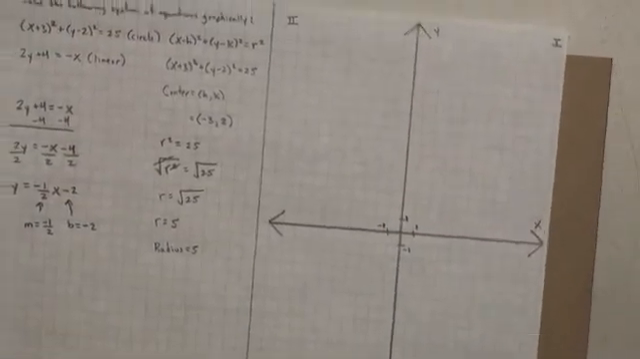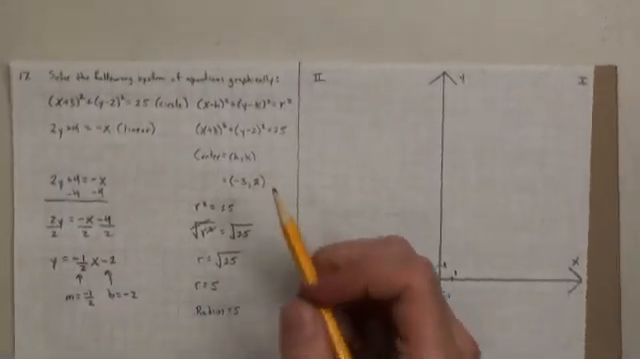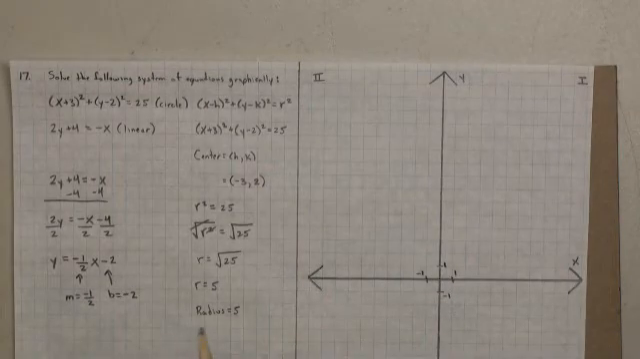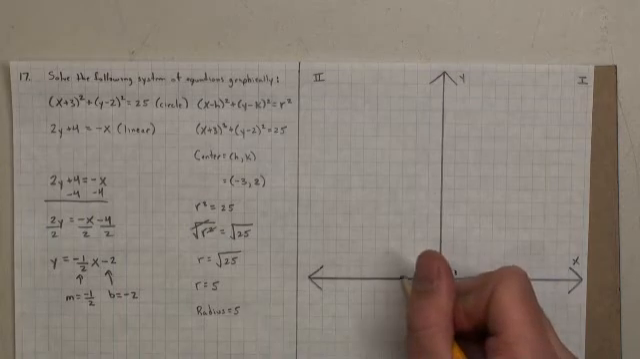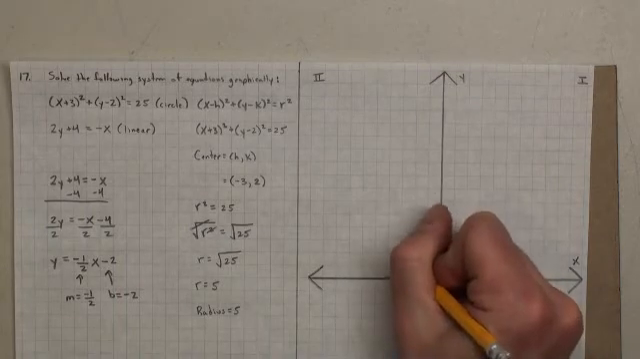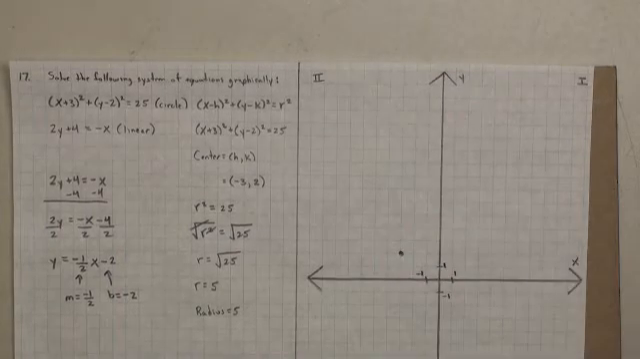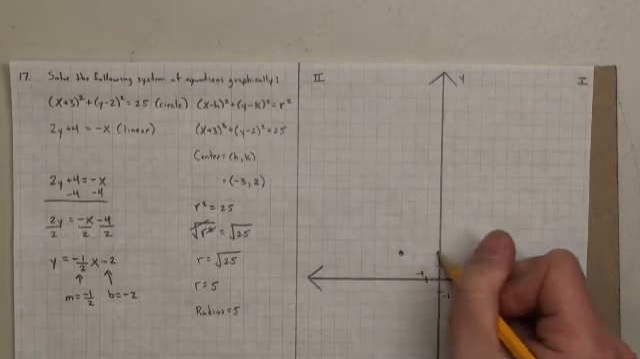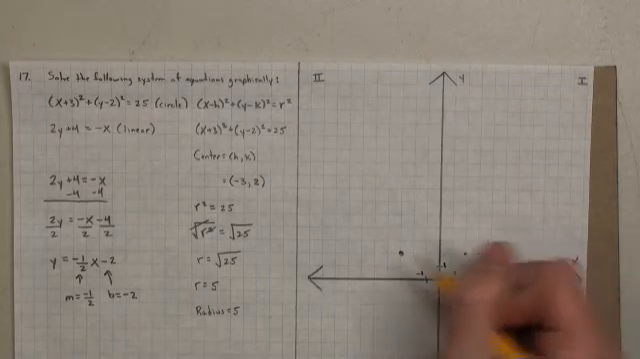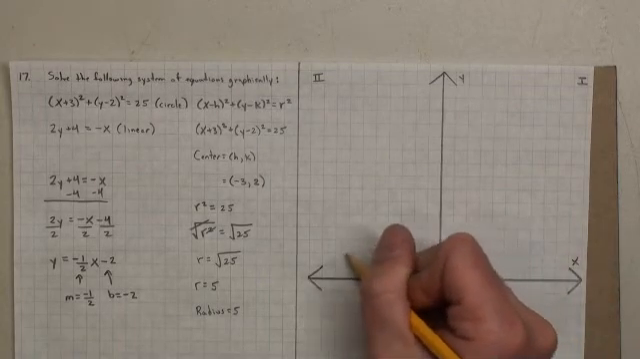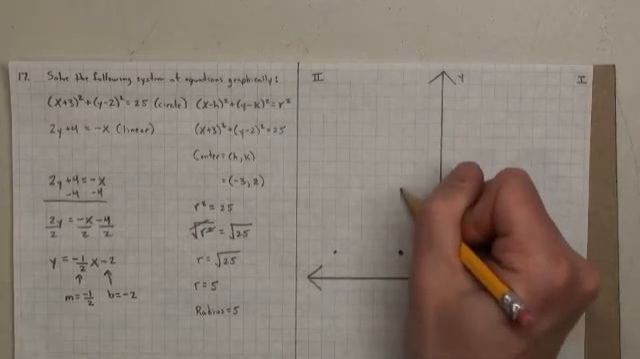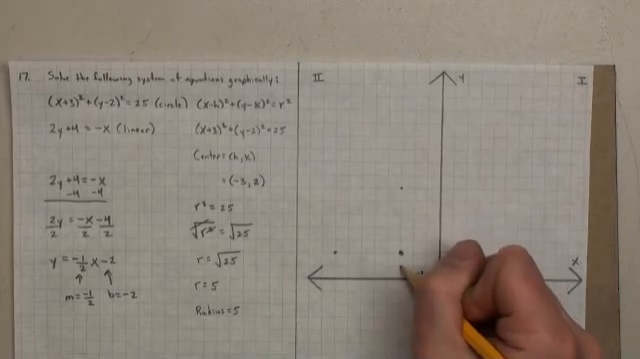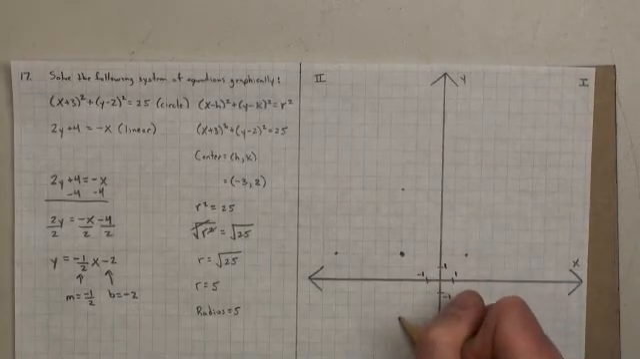Okay. Now our circle is not centered at the origin like in the other problems. Our center is at negative 3, 2. So negative 1, negative 2, negative 3, 1. Here's our center. And our radius is 5. So 1, 2, 3, 4, 5.